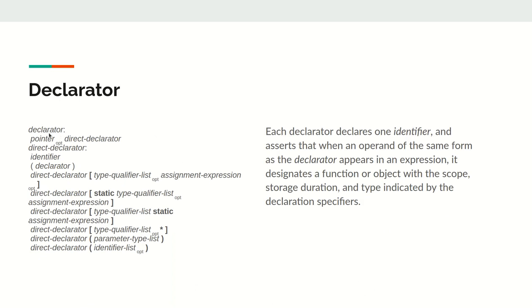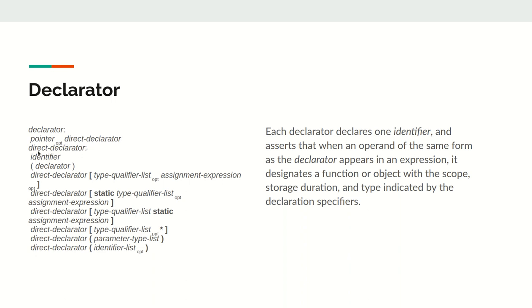This is the definition of the declarator. A declarator is an optional pointer and the direct declarator. Pointer is optional. It is one non-terminal that we can define later when we are looking into the pointer concepts. But here we will see only the direct declarator now.